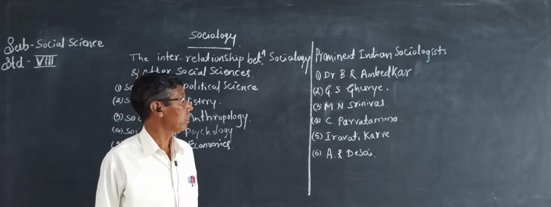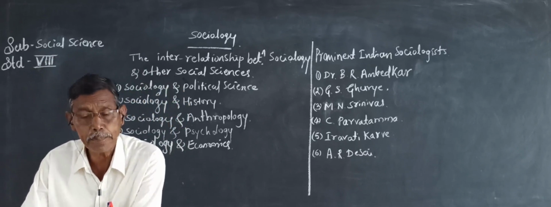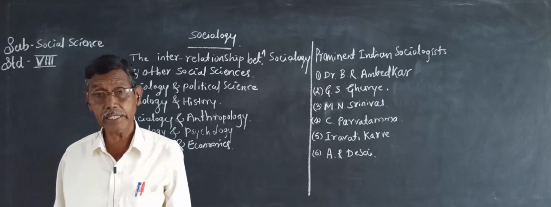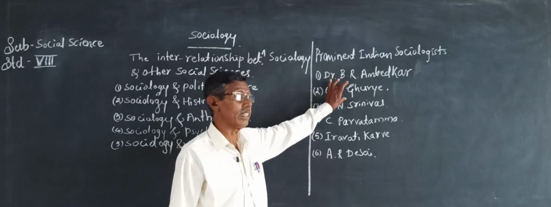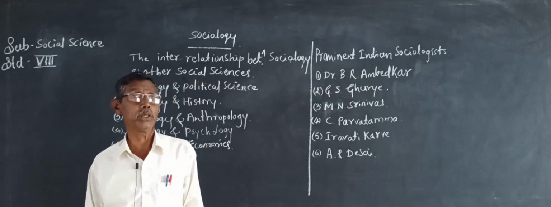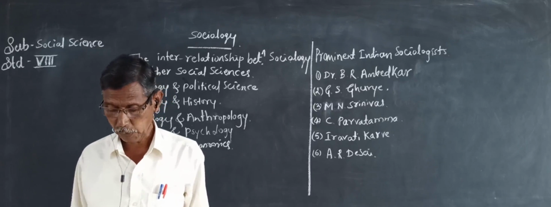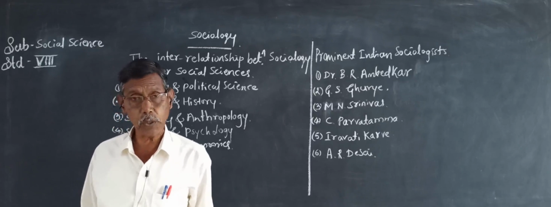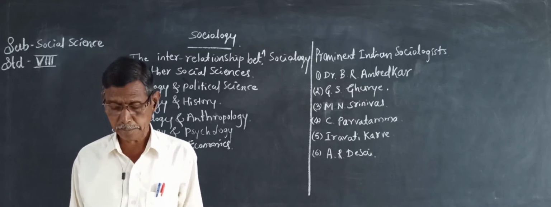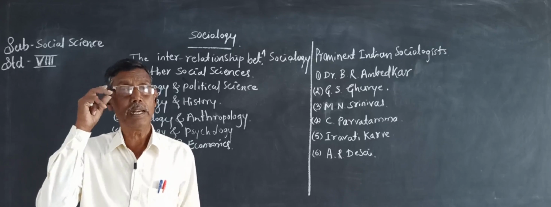Now second, G.S. Ghurye. He also played an important role in the establishment of the Department of Sociology in Indian universities. Sociology as a subject was introduced in Indian universities, and departments of sociology were started with the help of G.S. Ghurye, whose full name was Govind Sadashiv Ghurye. He was born on December 12th, 1893 at Malvan in Maharashtra.